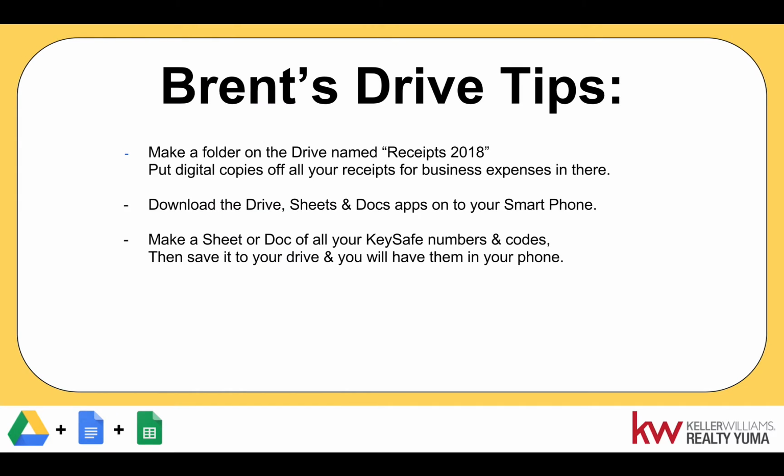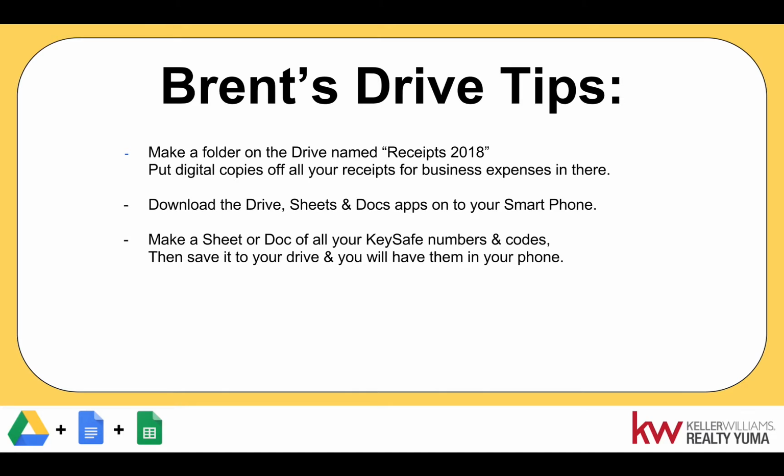Drive tips that I have: make a folder in the Drive named Receipts 2018. I have one named Receipts 2017, and I put digital copies of all my business expense receipts that get emailed to us in there. So my suggestion would be make a Drive folder, call it Receipts 2018, and save any digital receipts. If you buy something at Best Buy and they email you a receipt and it's a business expense, save it into your Drive, because then at the end of the year it'll make it so much easier for tax purposes. You go into your Drive and you have it in your folder and you go, okay, these are all the receipts I have, versus going through hard paper receipts and maybe losing something.